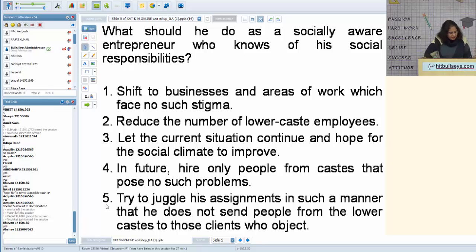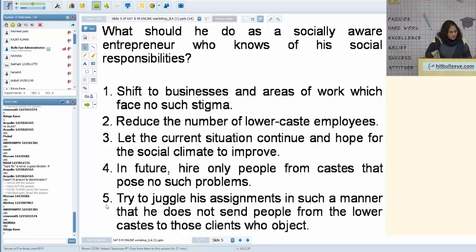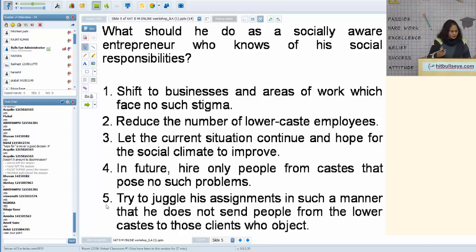This guy Hitesh has to take care of his clients as well. So he is not exactly discriminating, he's giving opportunities to all his employees without talking about their caste. The only thing is that if some of his clients don't wish to interact with somebody, then he'll send somebody else. But in other situations, he will not discriminate, and he will send people from the lower caste as well. Okay, so it's very clear.